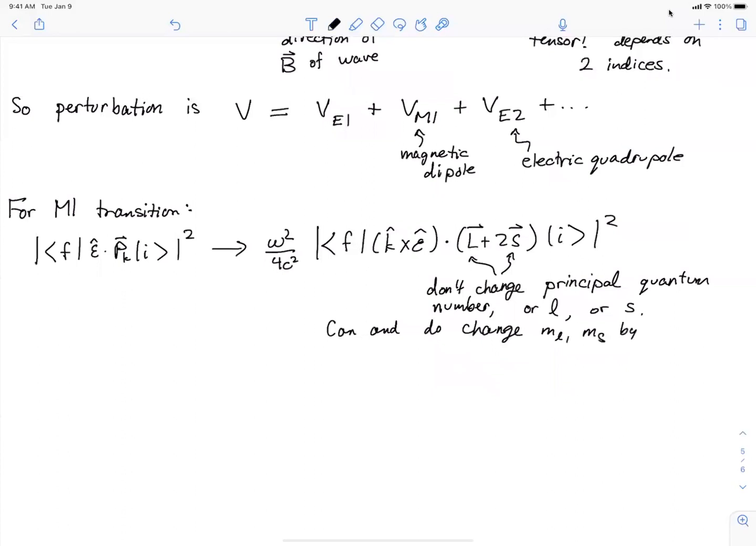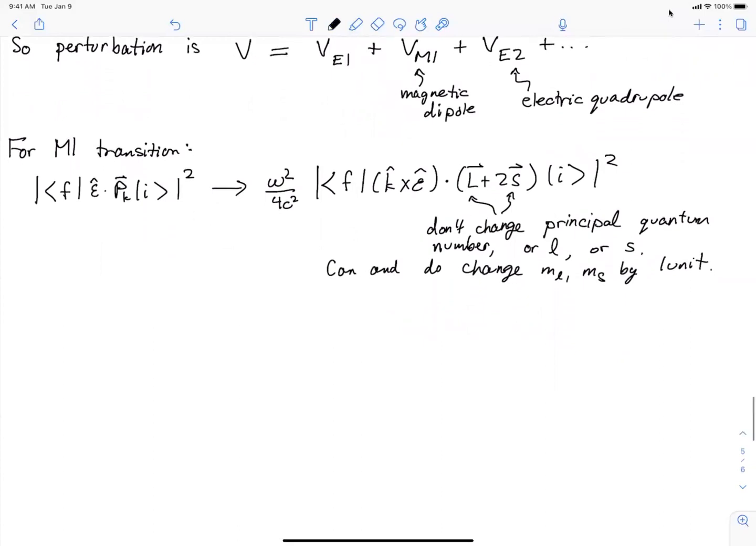By 1 unit. So remember, last time we said that the electric dipole operator always changes L by 1 unit. This one never changes L by 1 unit. And that's why when you're computing this matrix element, it's one or the other. You can't have both E1 and M1.